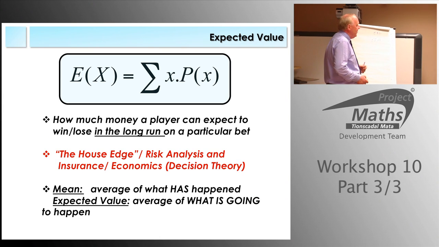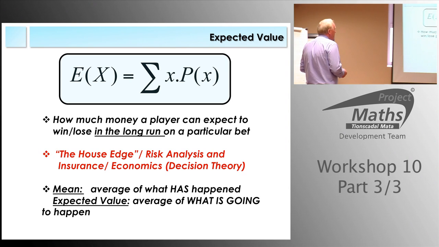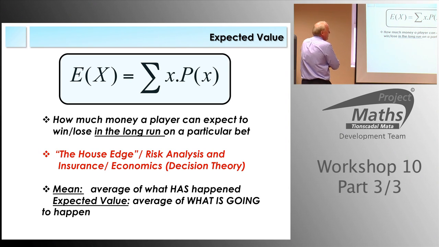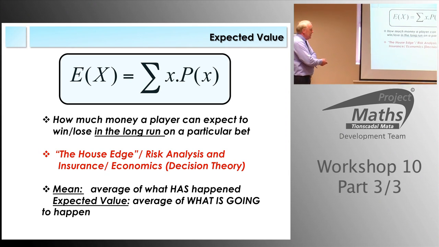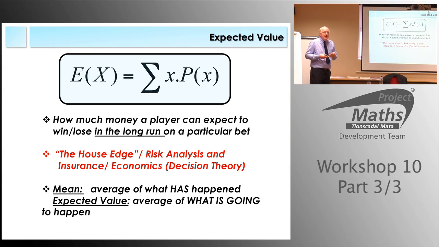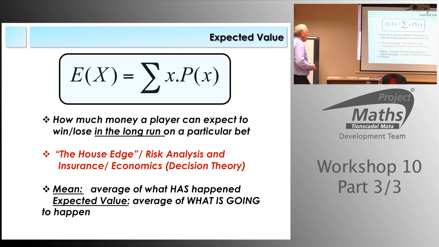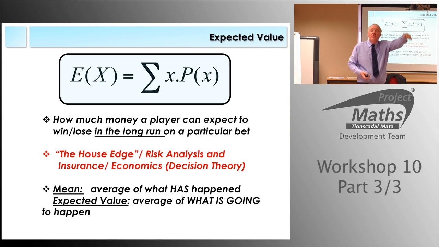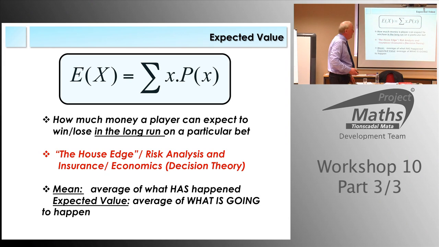So the expected value is how much money a player can expect to win, or maybe lose, in the long run on a particular bet. It's used in gambling, the house, risk analysis and insurance. Economics, decision theory, used quite a lot there, okay? And the mean has been described as the average of what has happened, while expected value is the average of what is going to happen. So when you talk about the mean, it is what has happened, and the expected value is what is going to happen if I did it over a long period of time.